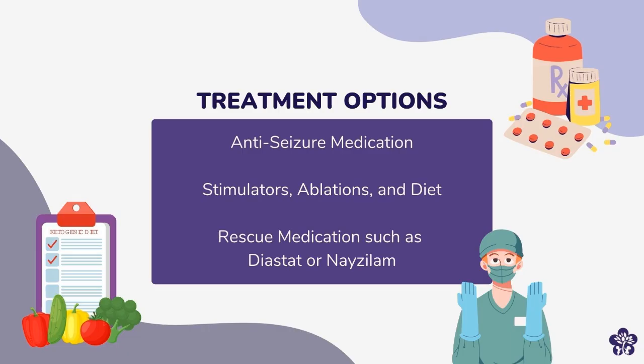Finally, dietary therapy is a growing option, especially for families of younger children. The ketogenic diet, or keto, has been found to work well in difficult to treat seizures by eliminating all sugar and maintaining a high fat and protein content.